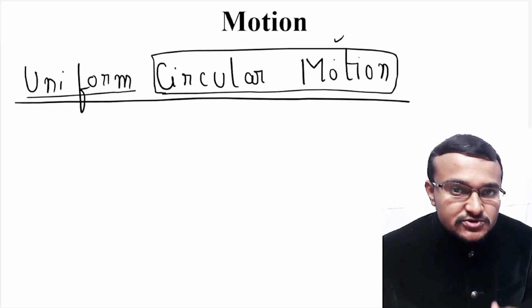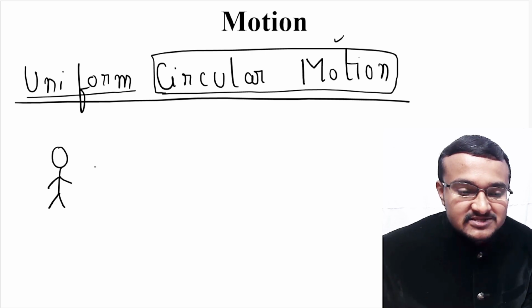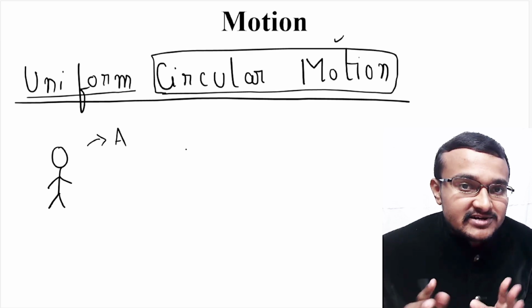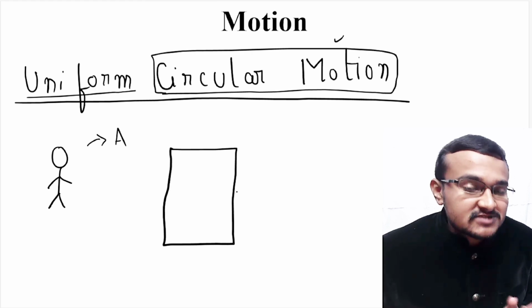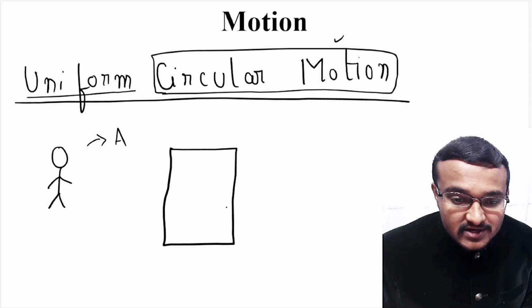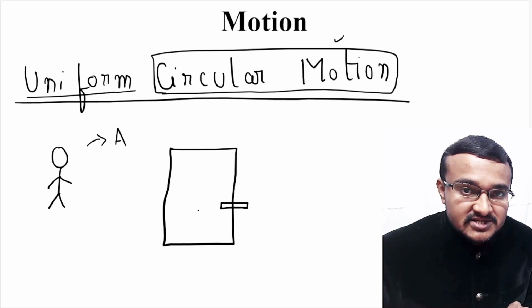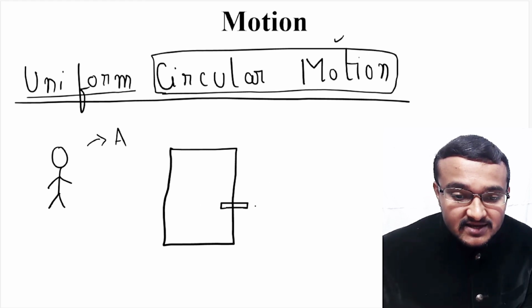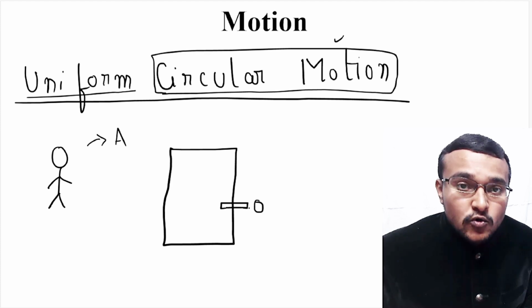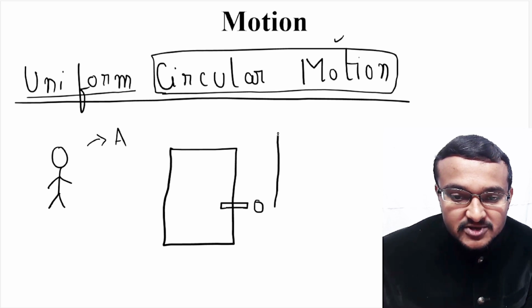Before going into circular motion, let's say there is an athlete. If we imagine this person as an athlete, this person has to run on a rectangular track. Let us imagine there is a rectangular track like this, and this person has to run on this rectangular track. Let's say the starting and the ending position is at this position, which is the position O. From this position, if he starts running, initially he will run in this particular direction.